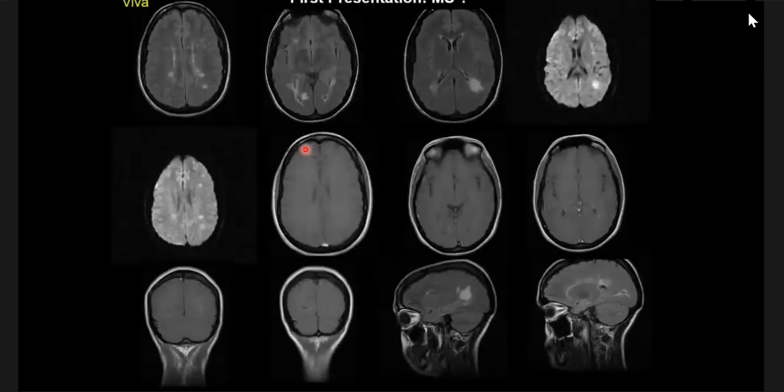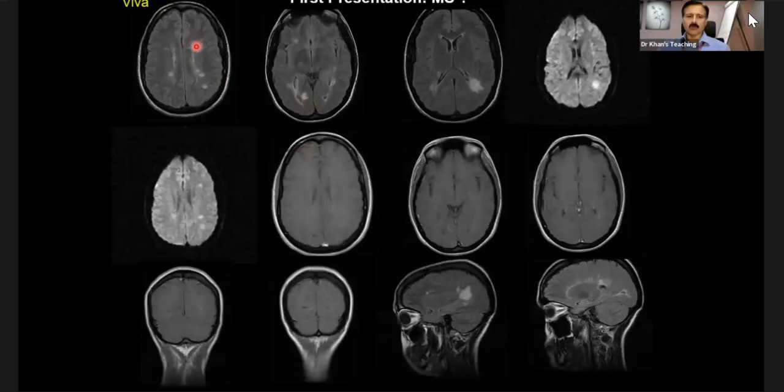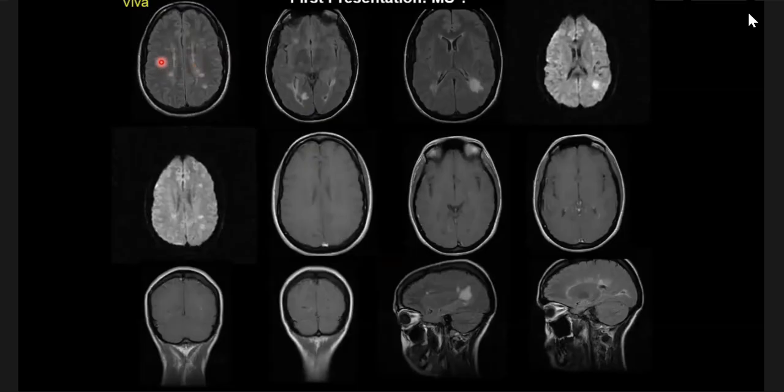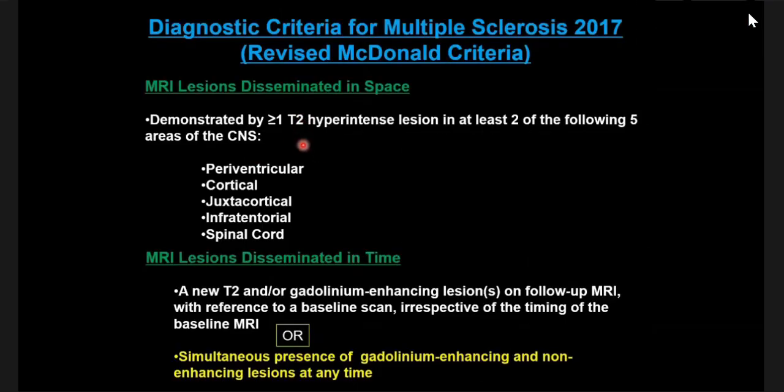So in this particular case, you can see so many, you don't have to count them. They are definitely, some of them are periventricular. And then there are subcortical ones here. So the criteria is met, dissemination in space. Then comes the criteria of dissemination in time. And look here, simultaneous presence of gadolinium enhancement and non-enhancing plaques at any one time. So that criteria is also met.